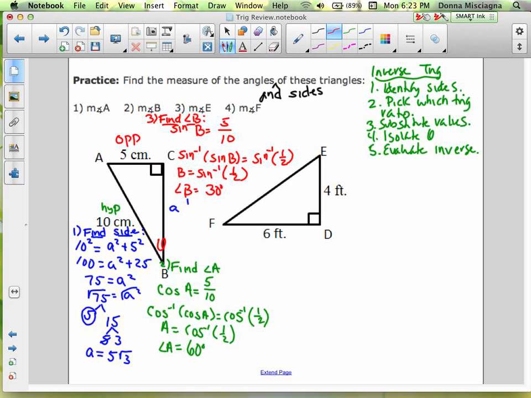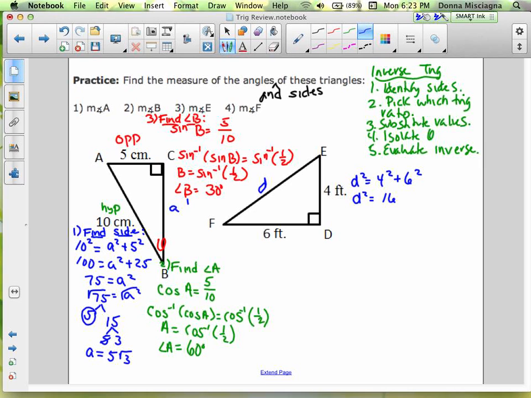All right, let's do the same thing with the other triangle. We'll find the missing side, and we'll find both angles. And we'll practice using a trig ratio with that. Here we are missing side D, and side D is a hypotenuse. So D squared equals 4 squared plus 6 squared. Right? Pythagorean theorem, the hypotenuse squared equals the sum of the legs squared.